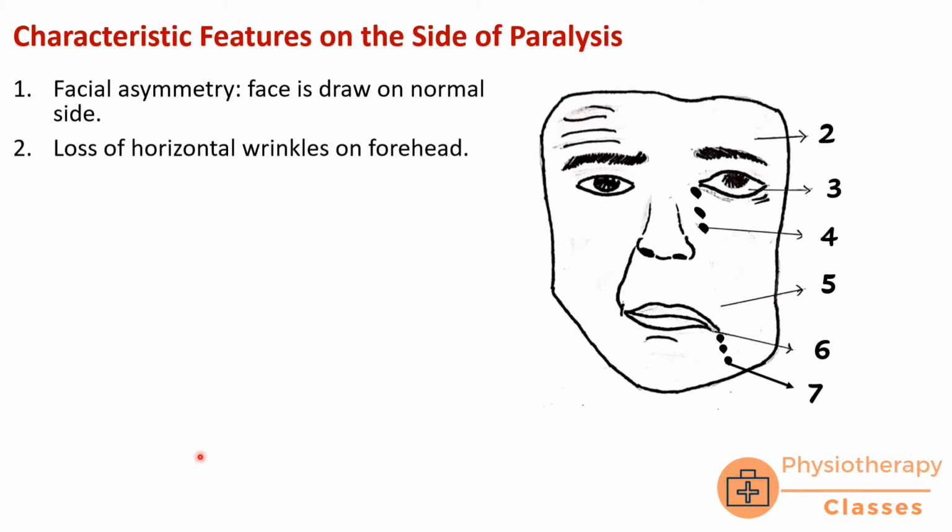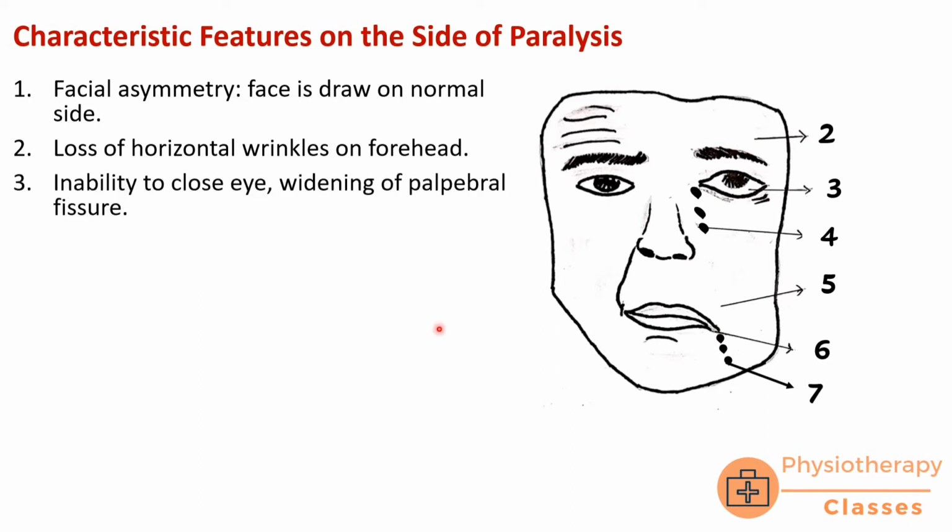Then second, we will start from above and then go downwards. So second will be loss of horizontal wrinkles on the forehead. You can see on the normal side the horizontal wrinkles. These will be absent on the forehead on the left side. Then third would be inability to close the eye, right? This all happens because of the paralysis of the facial muscles. I'll tell you exactly which muscles are responsible for which sign. So inability to close the eye.